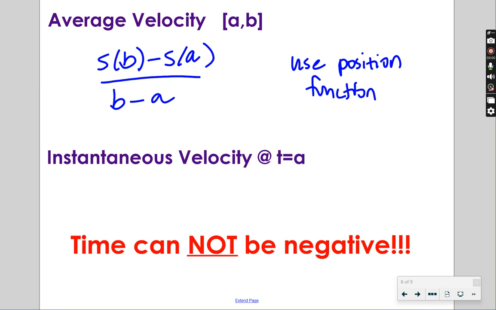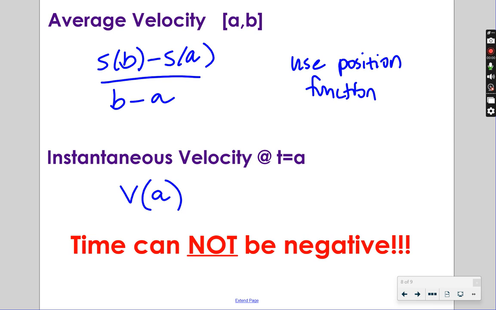Instantaneous velocity, that's where you just plug in whatever value into your velocity formula. So if it said, what is the instantaneous velocity at t equals 3, you just plug 3 into the velocity equation. If it says, what's the average velocity over the time interval 0 to 5, you use the position function and calculate the slope. And time cannot be negative. Okay, that's the last thing.